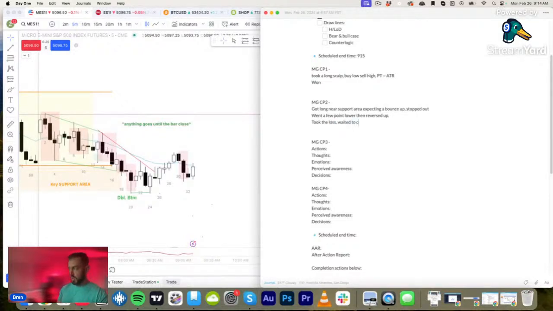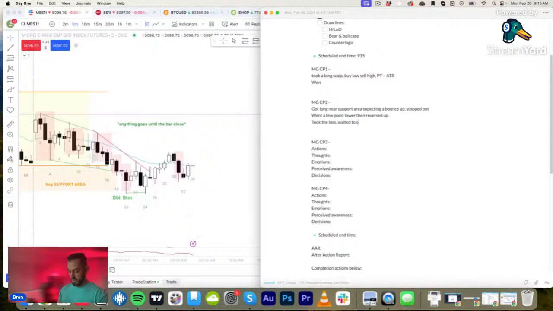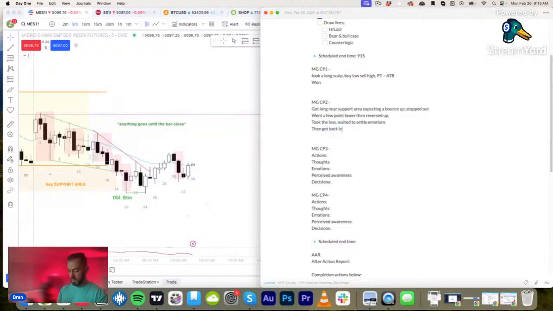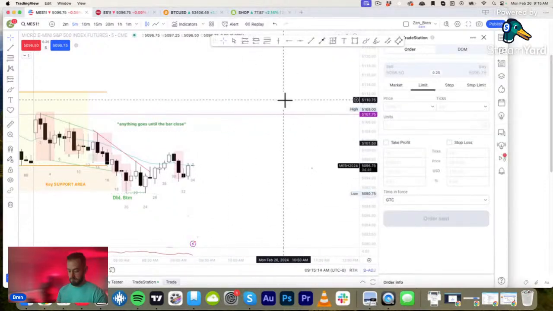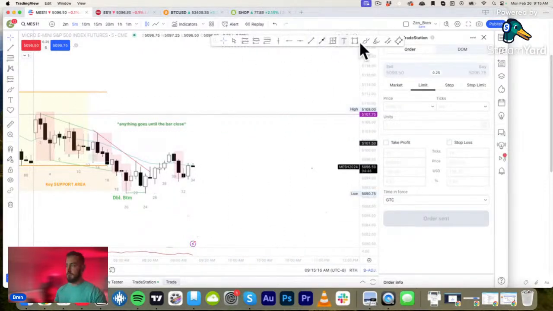waited to settle emotions, then got back in long after micro double bottom right here. That was here, got long there.